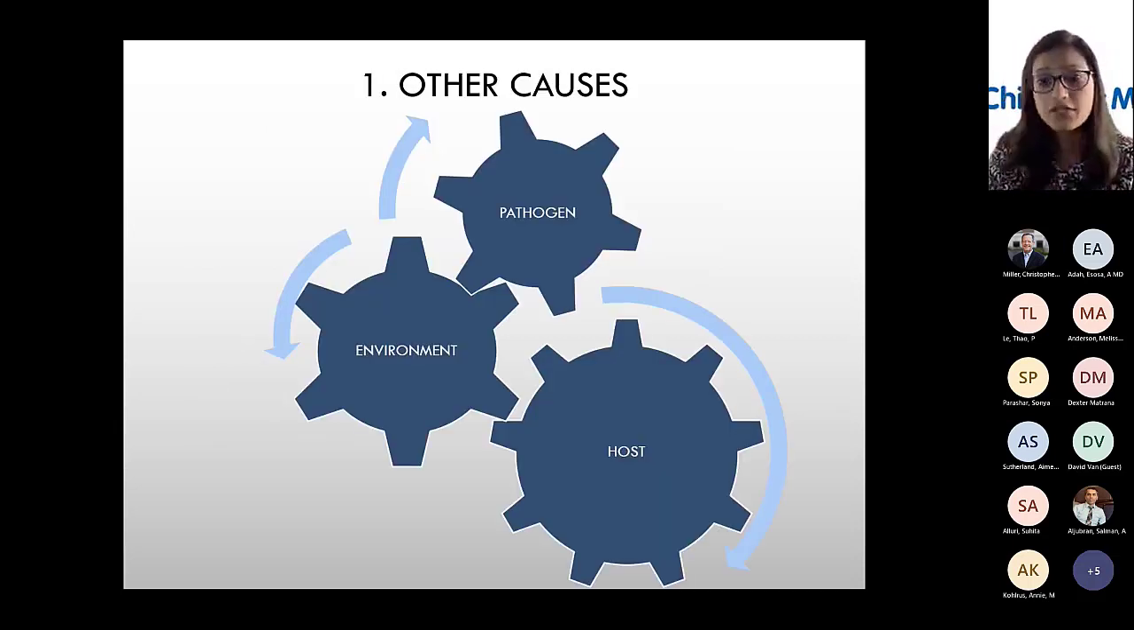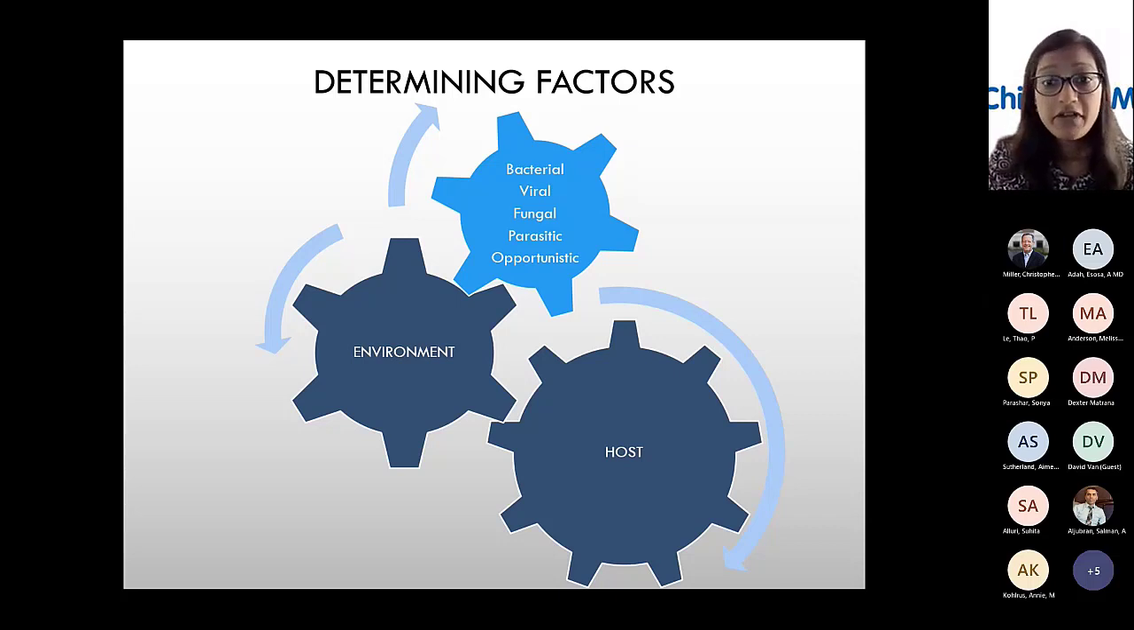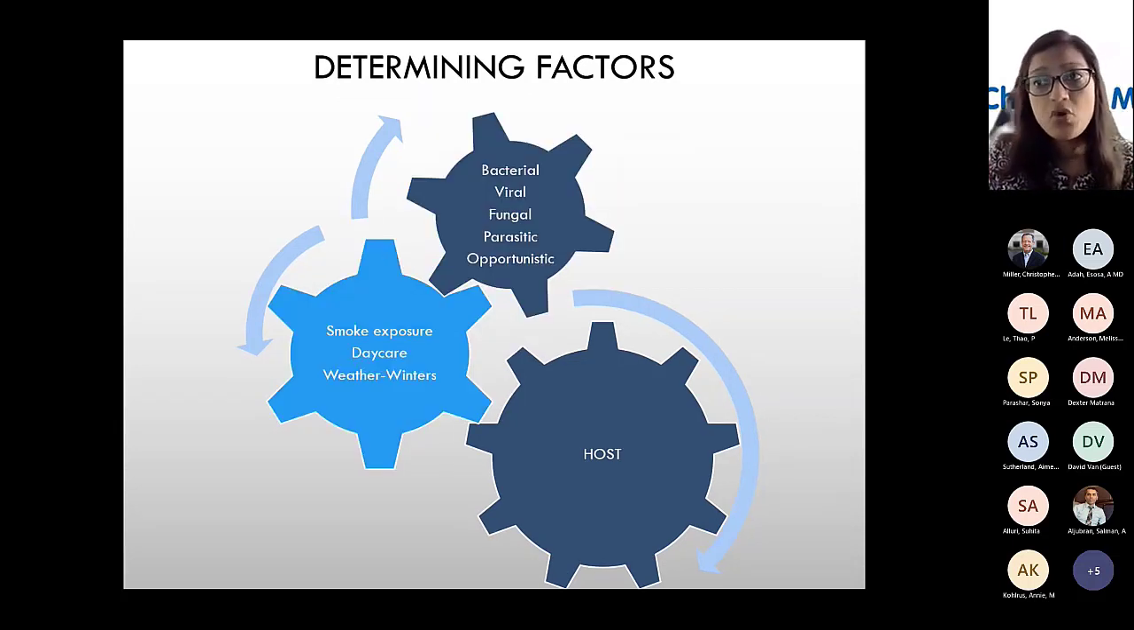So what are the other causes? These can depend on the pathogen that's causing the infection. There can be host factors that can be predisposing those patients to infections, or some environmental factors. So different kinds of infections, bacterial, viral, fungal, parasitic, opportunistic, can occur in different scenarios. There are some environmental factors like smoke exposure or a kid going to daycare, just weather related.